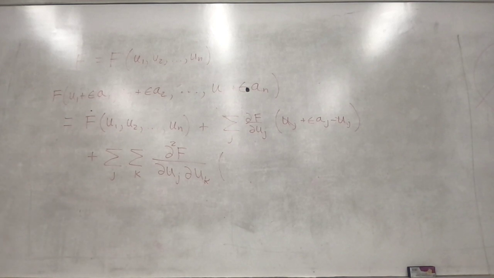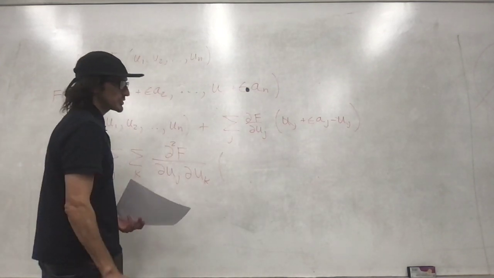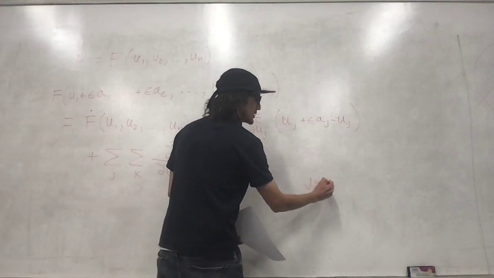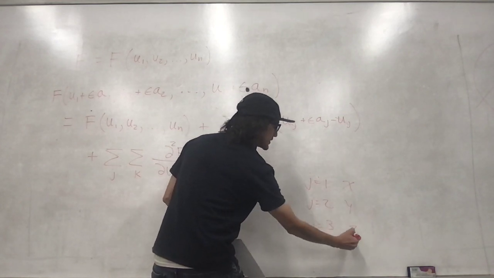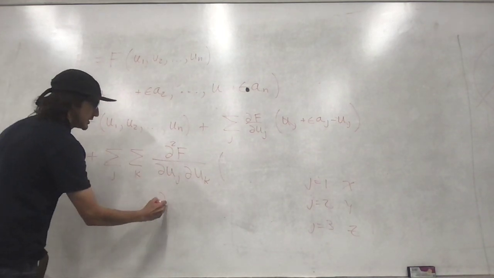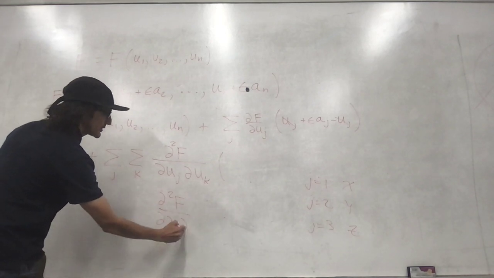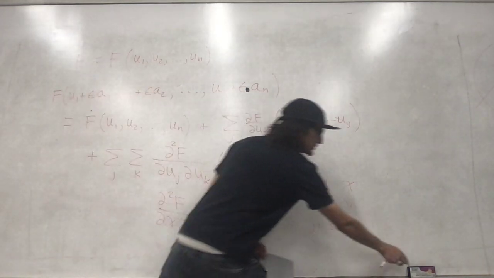What's the definition for j? J, it could be a generalized coordinate. But it could be x, y, and z, for example. So if you have x, y, and z, you will have j equals 1 is x, j equals 2 is y, and j equals 3 is z. And so here you'll have the second derivative of the function with respect to x, and it could be with respect to y. Right? So you will have all the combinations. So j is the index.